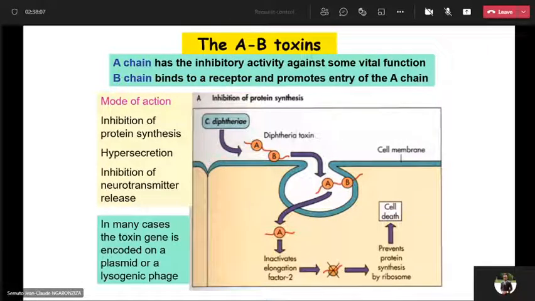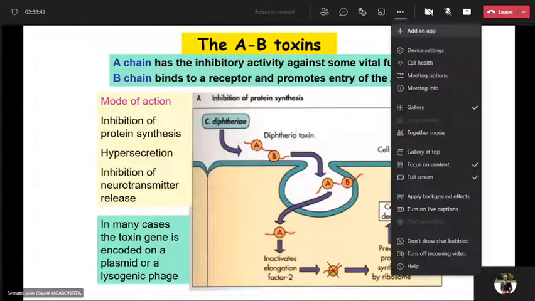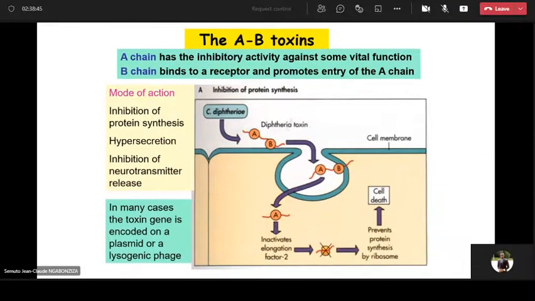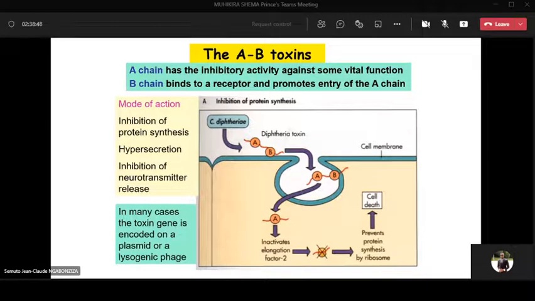In many cases, the toxin gene is encoded on a plasmid or a lysogenic phage. We see that there is something called a lysogenic phage. That is a phage that is integrated in the chromosome of bacteria, having these toxin genes. In the case of Corynebacterium diphtheriae, we see that it is encoded by toxin genes, and they will always cause this. And some Corynebacterium diphtheriae without this will not cause any harm.